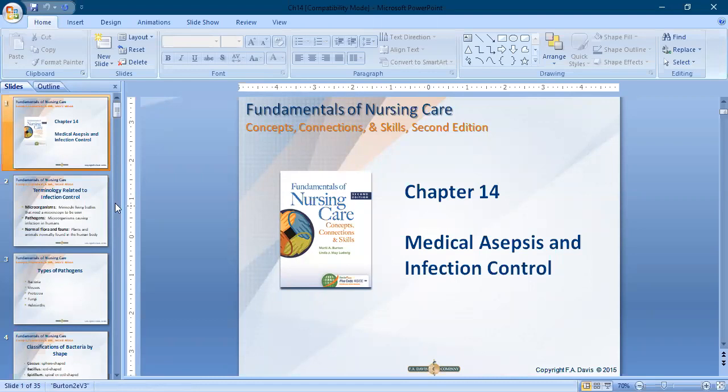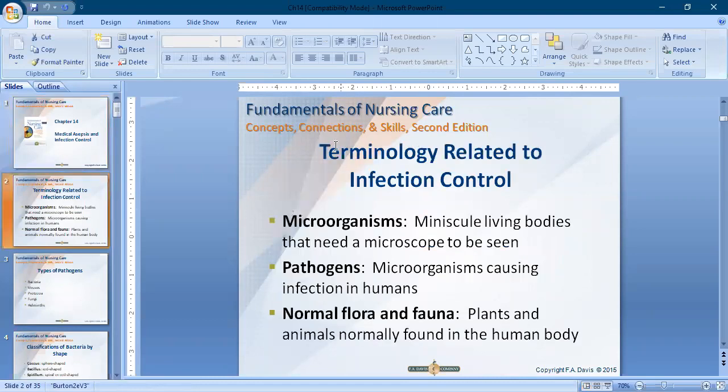So let's go next here. Some terminology related to infection control. Our chapter is infection control, we said. How do we have to control the infection, right? The basic and most important thing: standard precautions are used for care of all kinds of patients.